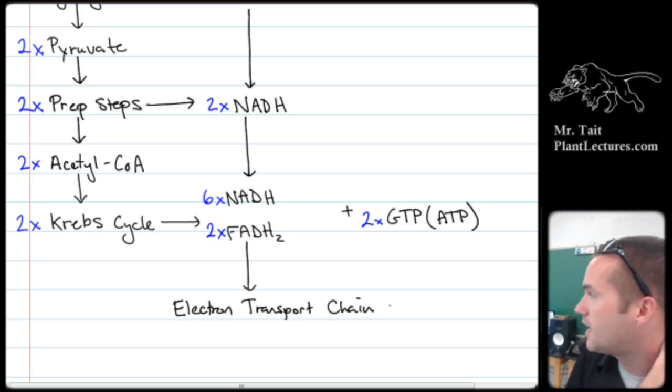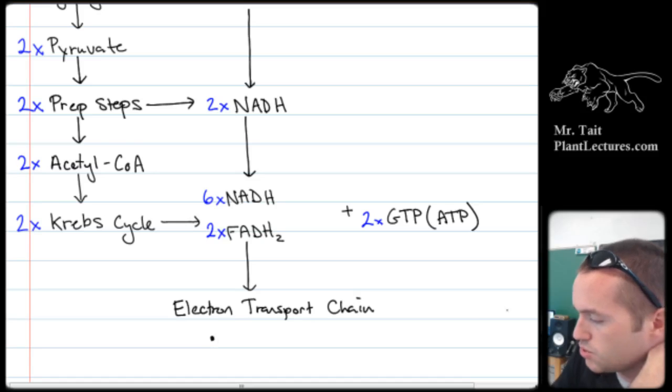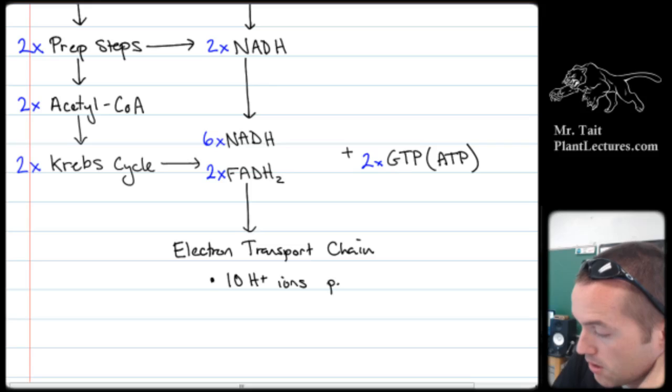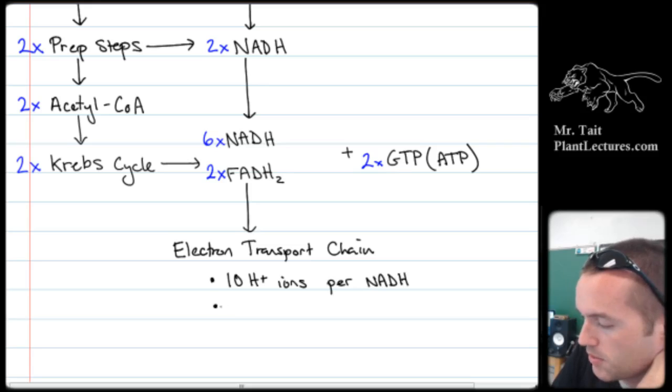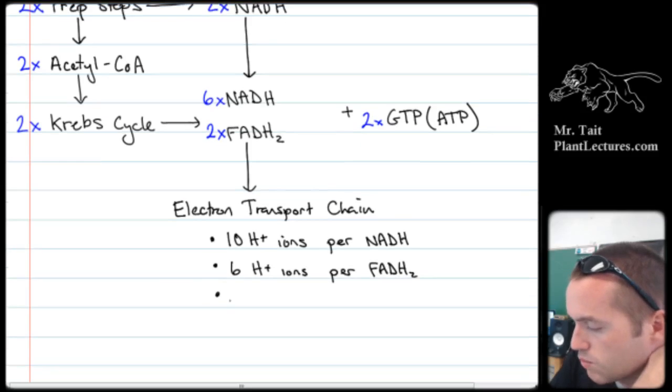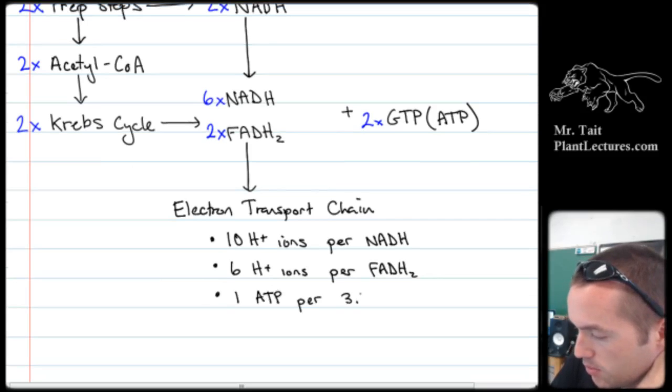Right? And we said that the electron transport chain is going to make hydrogen ion gradient. It's going to be able to pump 10 H plus ions per NADH. And it's going to be able to pump 6 H plus ions per FADH2. And then it's going to convert that to 1 ATP per roughly 3.5 H plus ions.